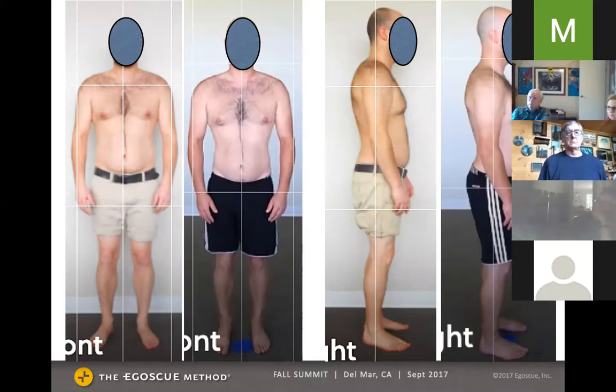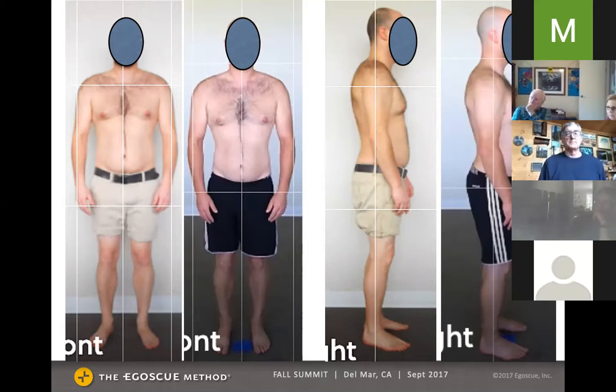So he obviously made some improvements here, no longer dealing with knee pain. I think it was a typical meniscus tear diagnosis, but just by doing his Egoscue, he was able to get rid of that. Very active guy, did a lot of windsurfing, I think was his sport. So it just shows how you correct the body position. You don't have to necessarily have surgery. You can still live an active life.